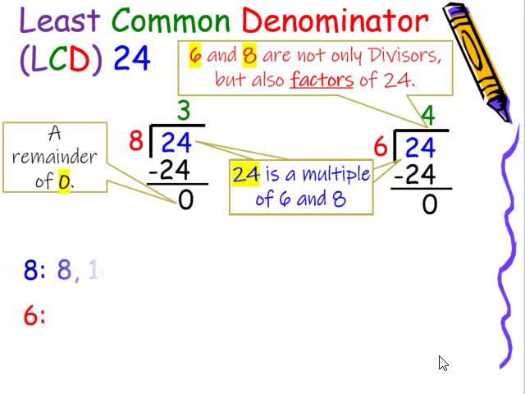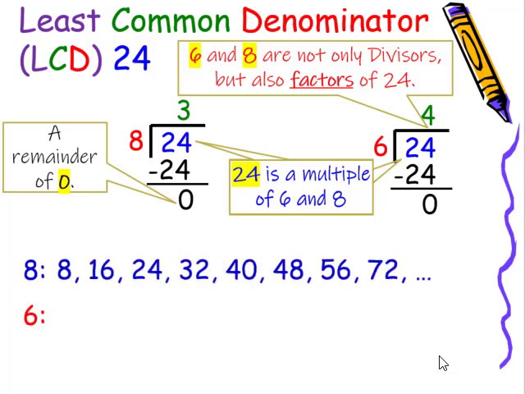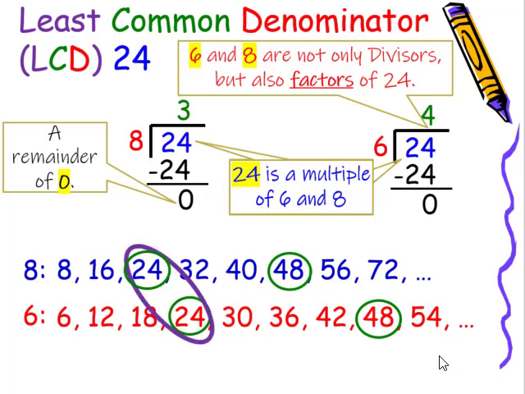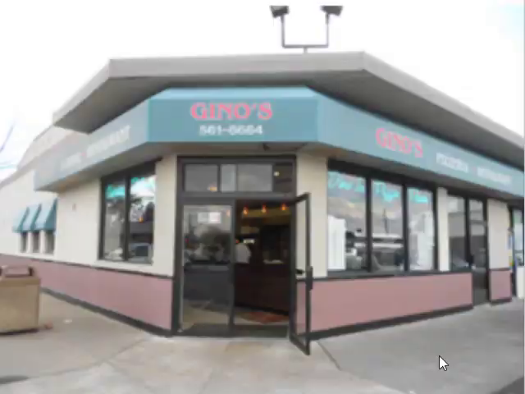When we write the multiples of 8 and the multiples of 6, we can see we have common multiples here at 24 as well as 48. But the least common multiple is 24. We can have an infinite number of common multiples, but there's only one least common multiple.